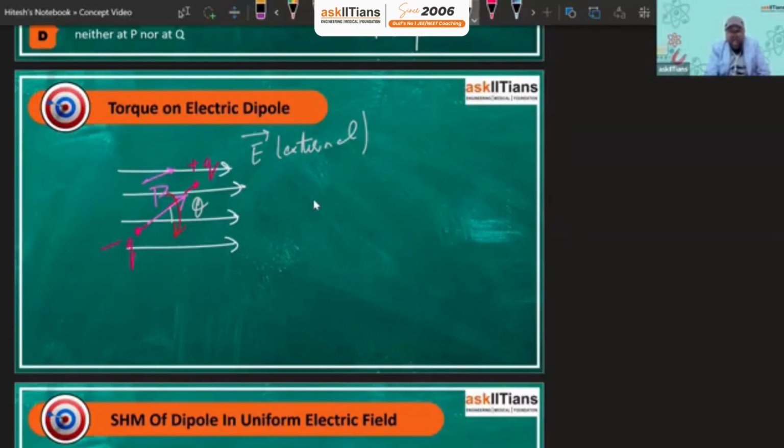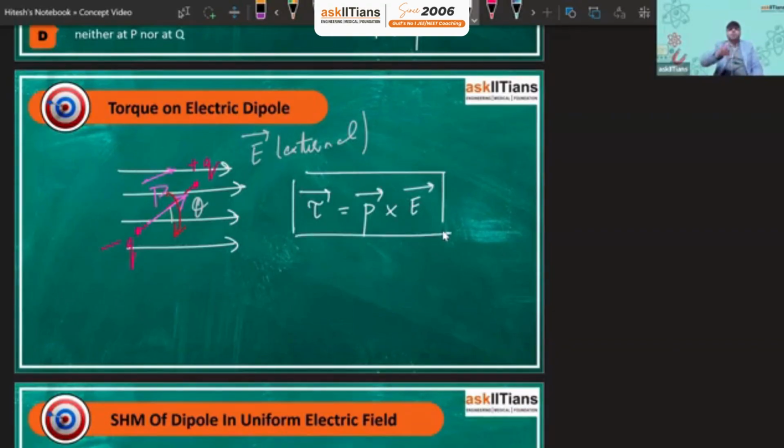And the value of that torque is equal to vector P cross vector E. Thereby we can find the direction by the right hand rule. Vector P cross vector E, so it will be rotated like this. And its magnitude then becomes PE sine theta.